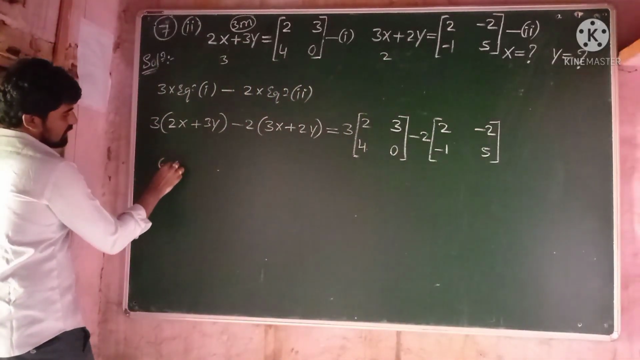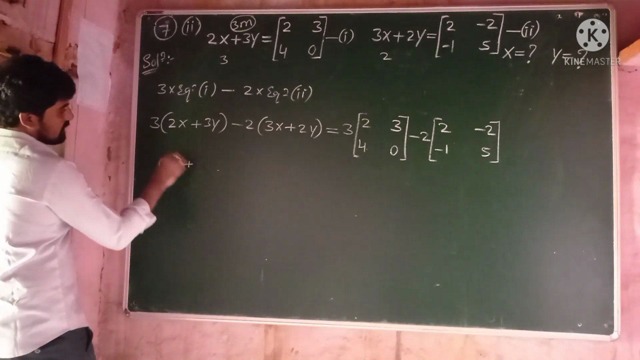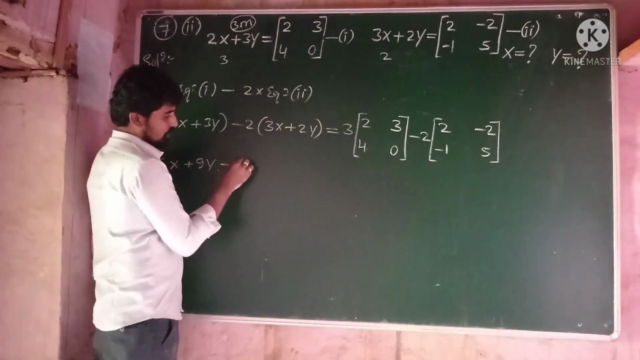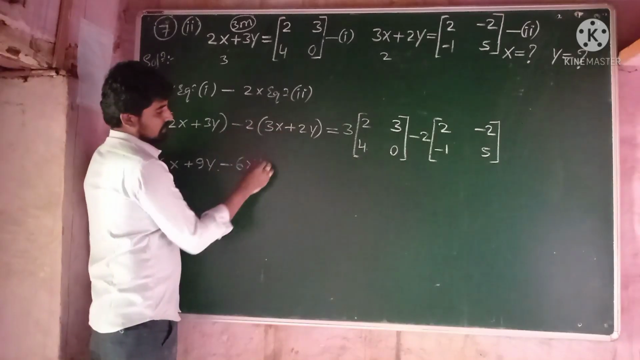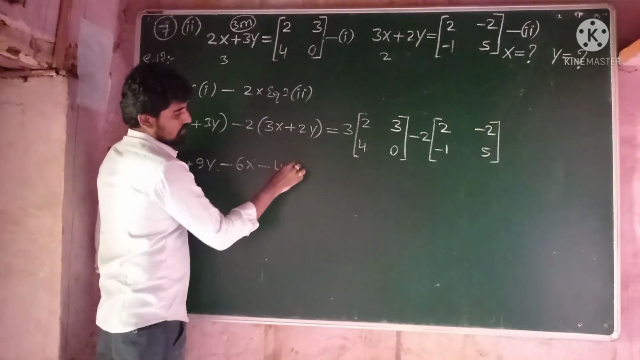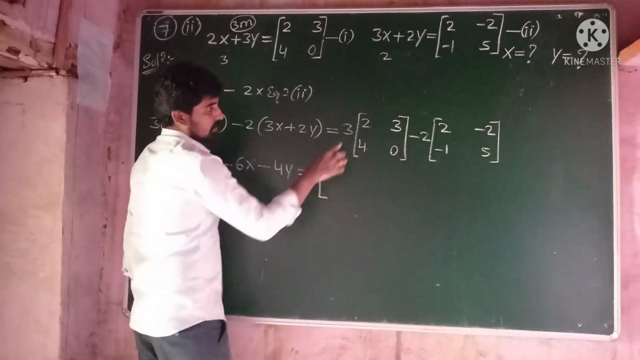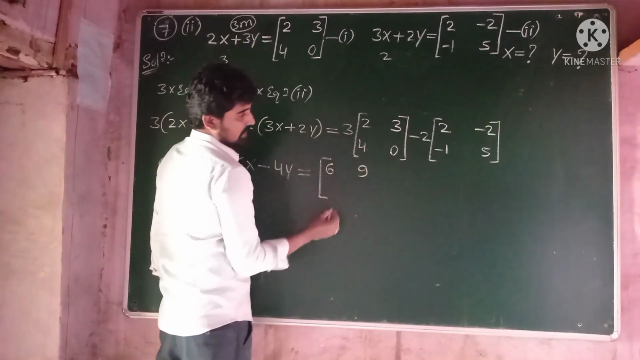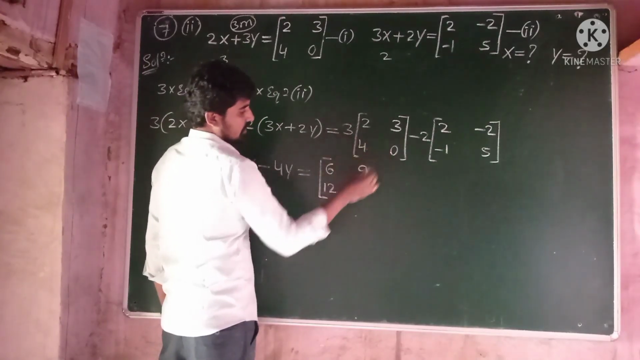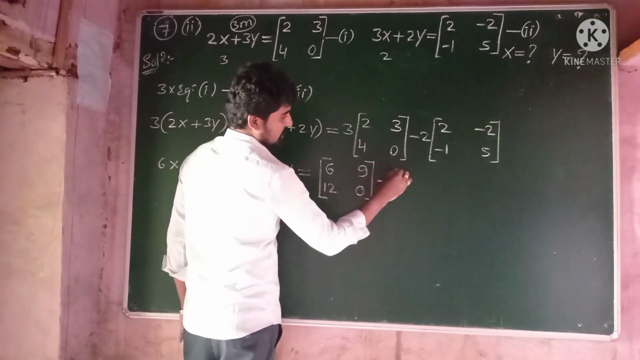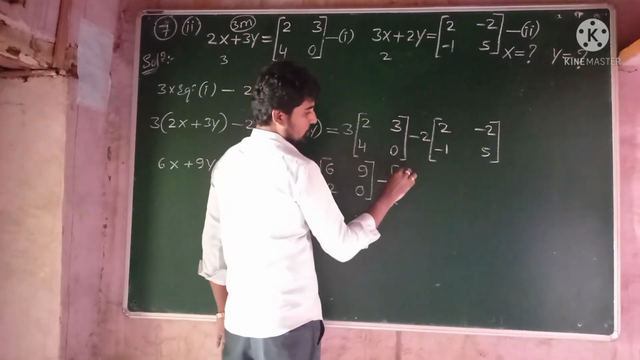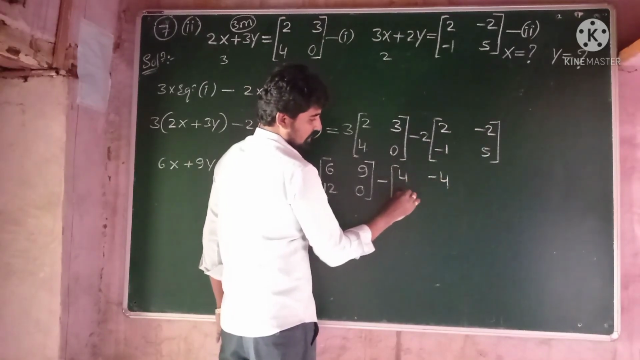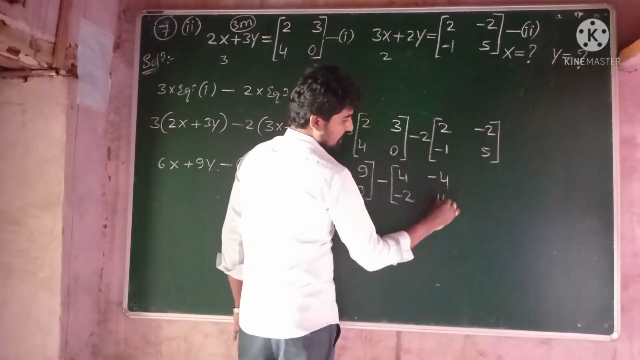3 into 2x, 6x, plus 3 into 3y, 9y, minus into plus, minus 2 into 3x, 6x, minus into plus, minus 2 into 2y, 4y is equal to 3 into this matrix. So 3 into 2, 6, 3 into 3, 9, 3 into 4, 12, 3 into 0, 0, minus 2 into 2, 4, 2 into minus 2, minus 4, 2 into minus 1, minus 2, 2 into 5, 10.